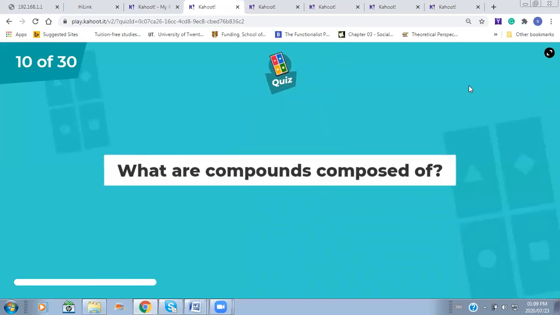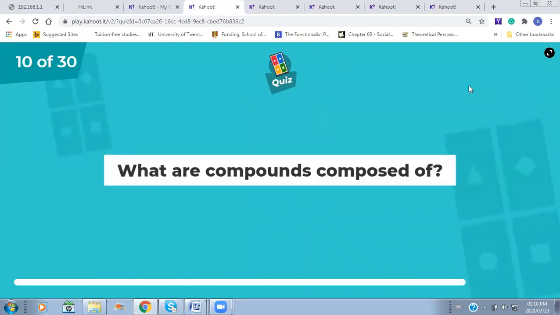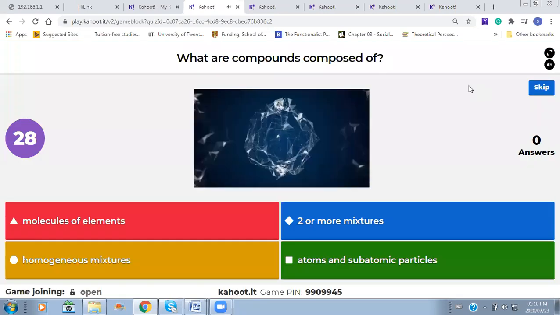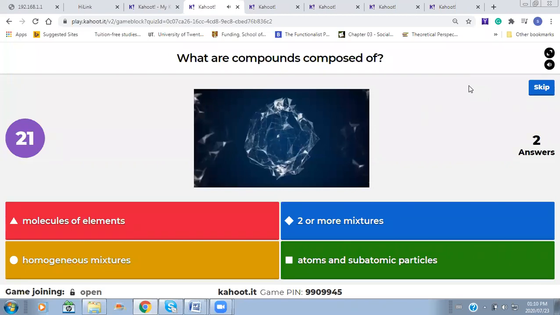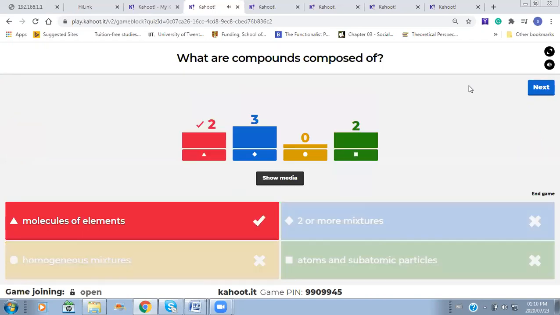Question 10. What are compounds composed of? Molecules of elements, two or more mixtures, homogeneous mixtures, atoms and subatomic particles. The clock is ticking. Let's get going. Very good. Two people got this one right. The other five chose two or more mixtures, and some even took atoms and subatomic particles.